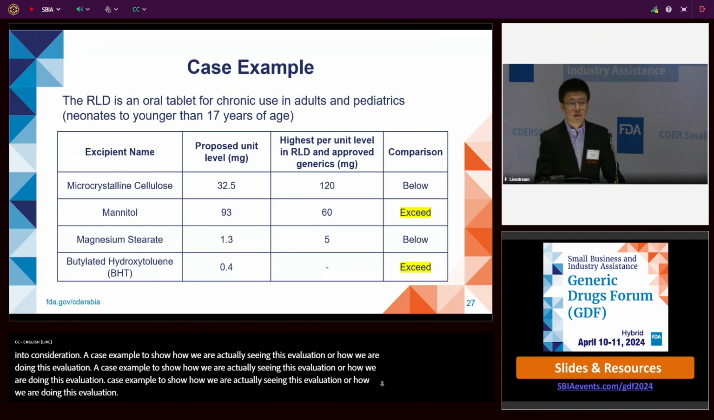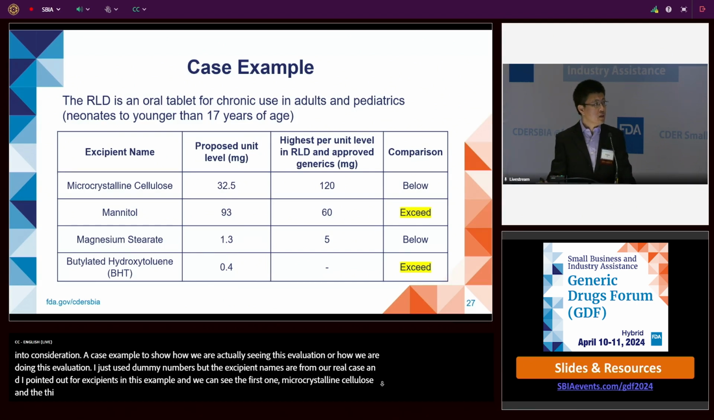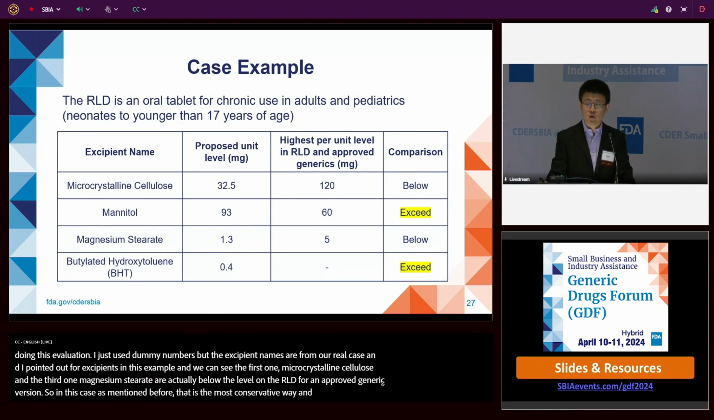And as we can see, the first one, microcrystalline cellulose, and the third one, magnesium stearate, are actually below the level in the RLD or an approved generic version. So in this case, as mentioned before, that's the most conservative way, and these 2 excipients will be determined acceptable in the proposed test formulation.